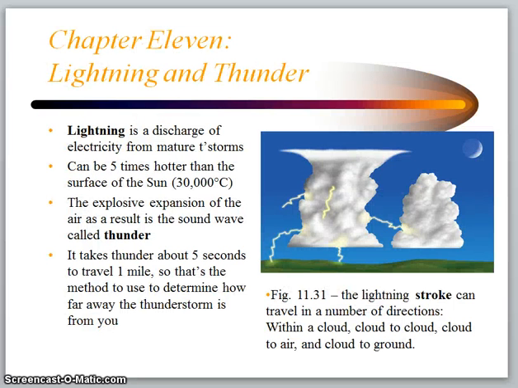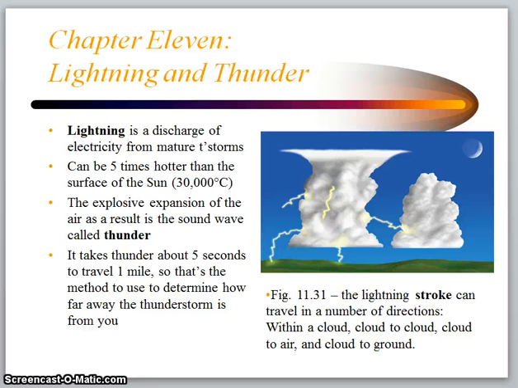Let's talk a little bit about lightning because it's dangerous. It's a discharge of electricity from mature thunderstorms, and it can be 5 times hotter than the sun's surface, meaning as hot as 30,000 degrees Celsius. You don't want to mess with lightning. The rapid explosive expansion of air as a result of the sound wave caused by lightning is called thunder. Generally, it takes about 5 seconds for thunder to travel 1 mile. So that's the method to use in determining how far away the thunderstorm is from your location. You see the lightning, and then you hear the thunder.